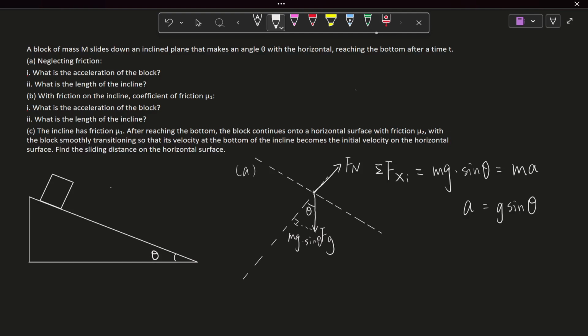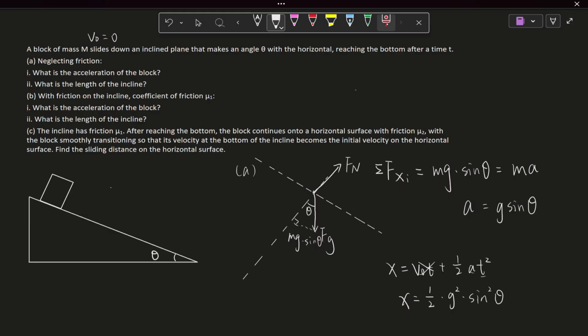Also, I need to state that the block is originally at rest. So using your kinematic equation, x is equal to v naught t plus half a t squared. It's initially at rest, right? So there's no v naught t here. So there's only acceleration and t. So we can get x is equal to half times g sine theta times t squared.